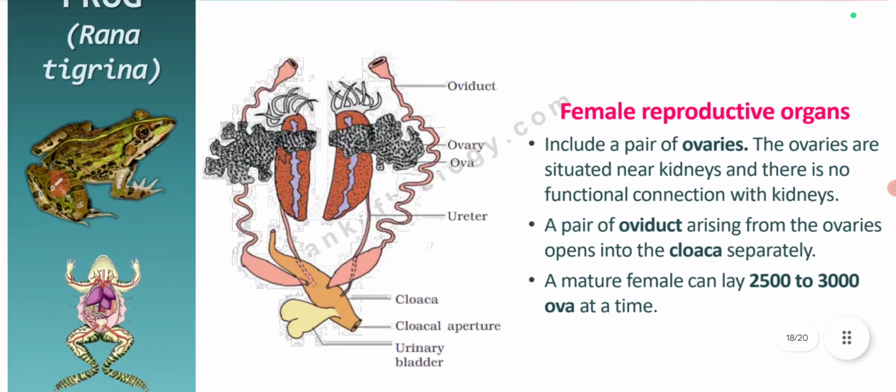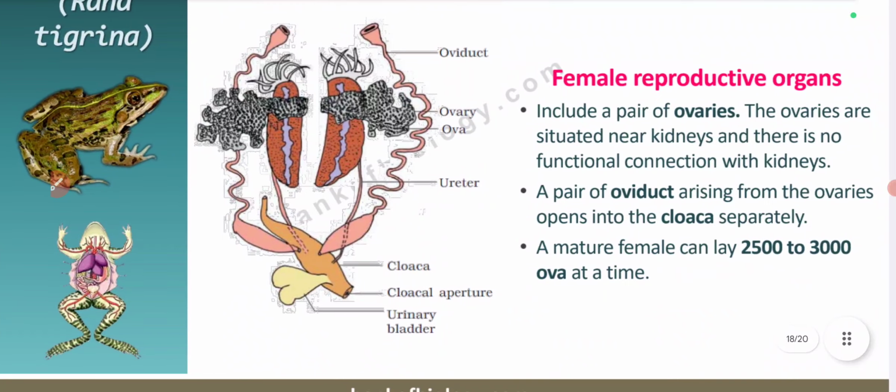Female reproductive system, it includes a pair of ovaries. The ovaries are situated near the kidney and there is no functional connection with kidneys. A pair of oviducts arising from the ovaries opens into cloaca separately. A mature female can lay 2500 to 3000 ova at a single time.